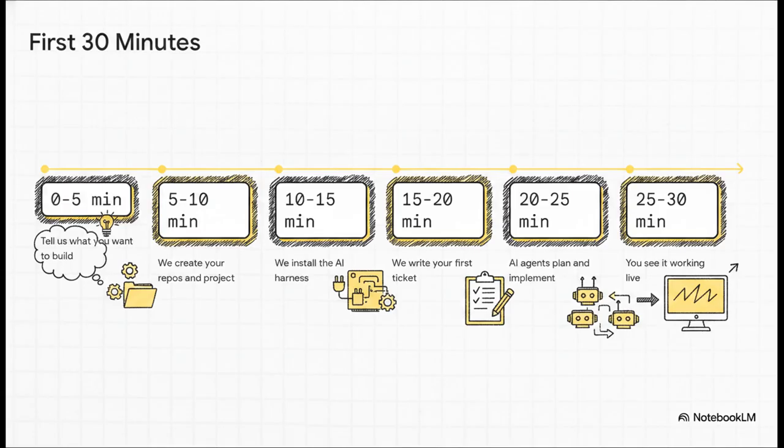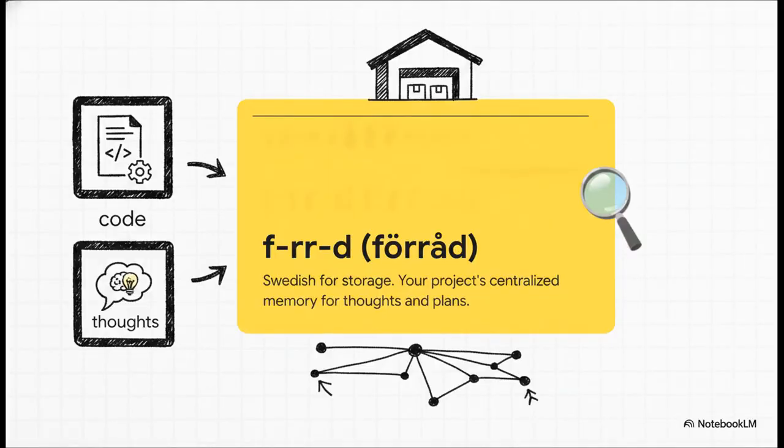It's wild. Now, right around that 5-minute mark when your repos are created, something pretty clever happens. Every project gets 2 repos. One is for code, and the other is for your thoughts. The thoughts repository uses this super cool naming convention. It's called FRRD, which is short for Farad, the Swedish word for storage or warehouse. Basically, it acts as your project's centralized memory. And why 2 repos? Well, because code changes fast and is for machines. Thoughts are persistent, and they're for humans. So they stay separate, but they constantly talk to each other.